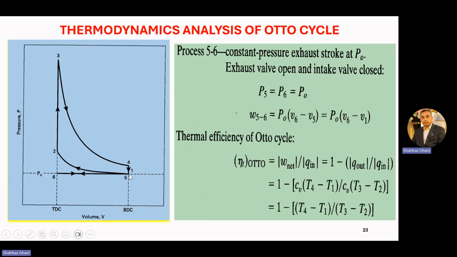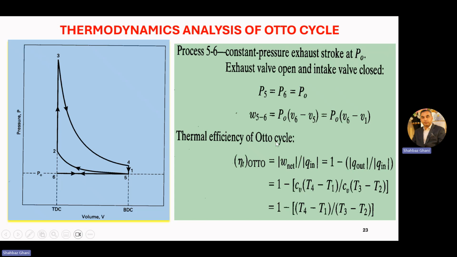Now, piston is at BDC and it starts moving towards TDC from 5 to 6. We have a constant pressure exhaust stroke at P naught, at 1 atmosphere. Valve condition is exhaust valve open and intake valve closed. So P naught is equal to P5, P6. So work done is like this.